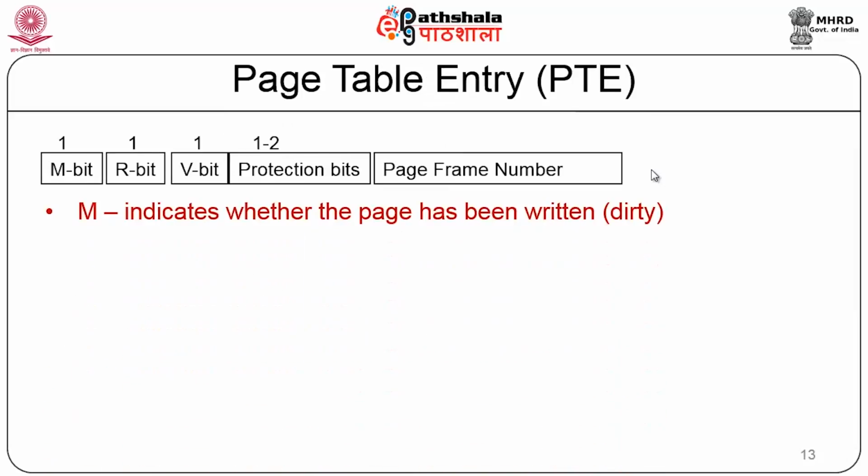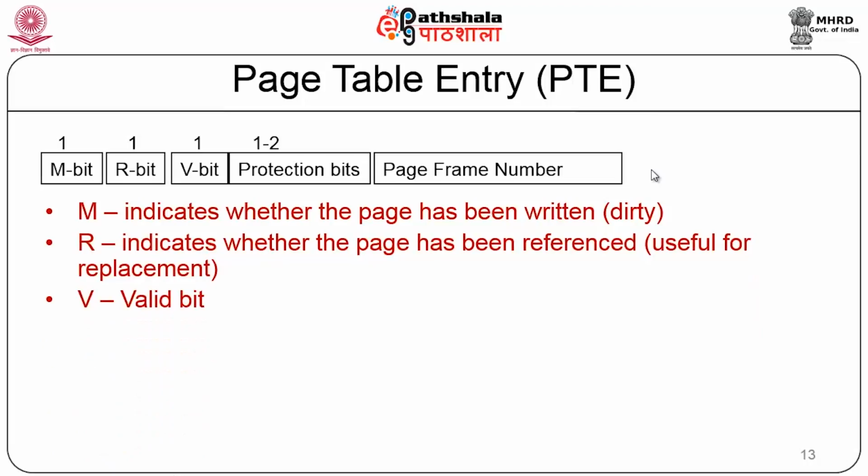So, this is an example of the page table entry. The page table entry has a number of features there. The first bit, M bit, indicates that it's a modified bit. It indicates whether the page has been written into or it is still clean. It is similar to the dirty bit that we discussed with respect to our cache memories. So, it tells you whether the page is modified or it still remains clean.